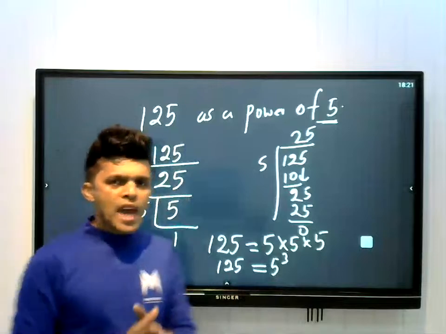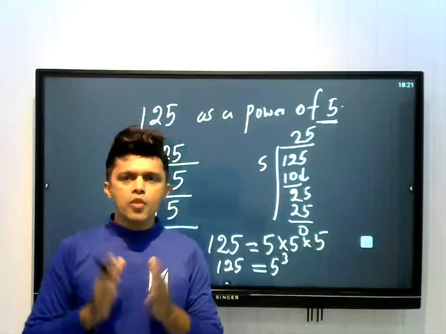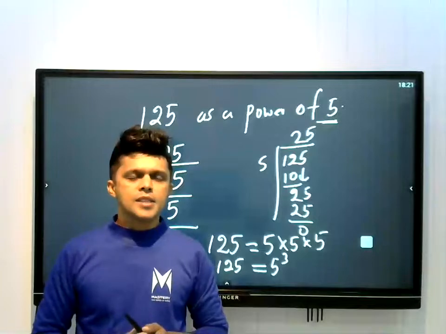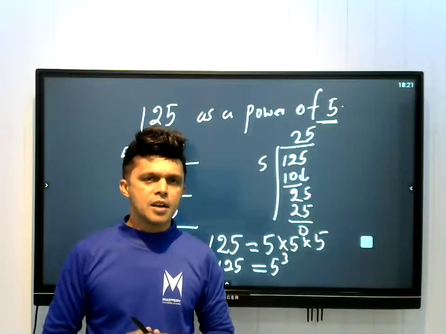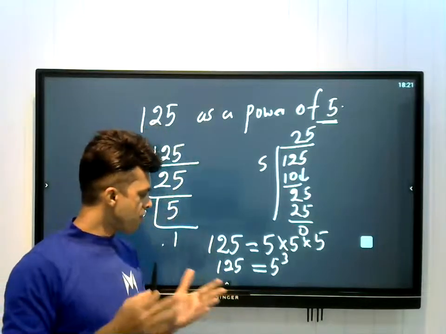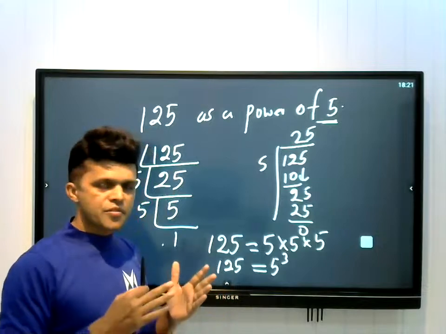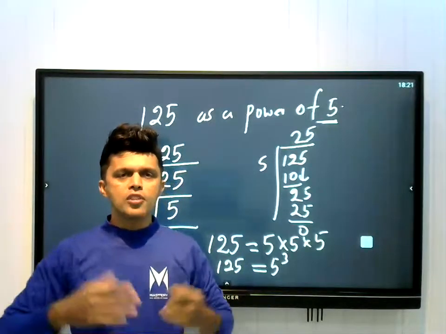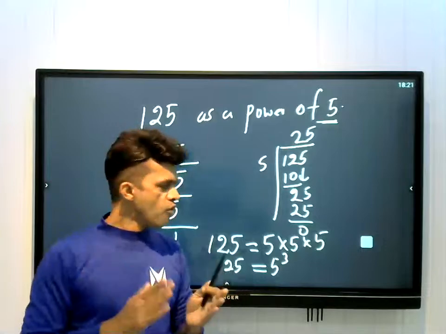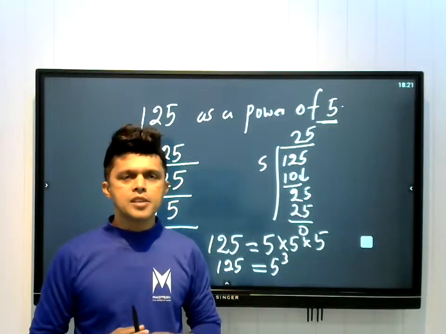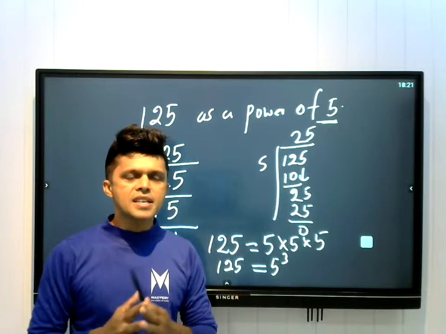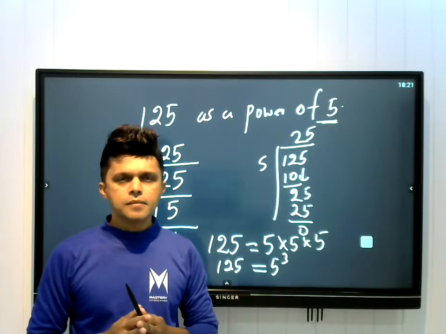Now you can write a given number as a power of 5. We can write a given number as a power of 5 as well as a power of 2. It depends on the question. According to the question, your way of writing changes.